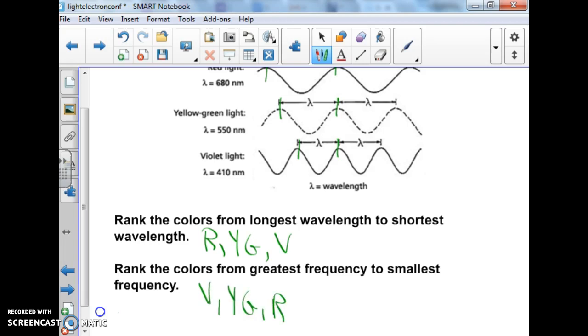If you look at these, if you look at violet, it's got a lot more crests coming across in the same amount of time, that we were saying was the same time frame. Does anybody know what we call this concept when it increases for one thing but decreases for the other? Meaning, how are these related? What's that term for how they're related?